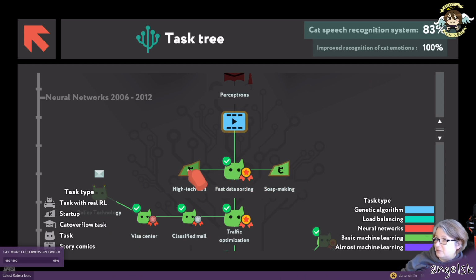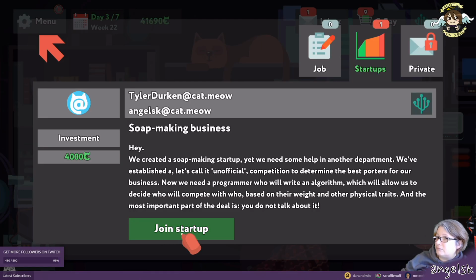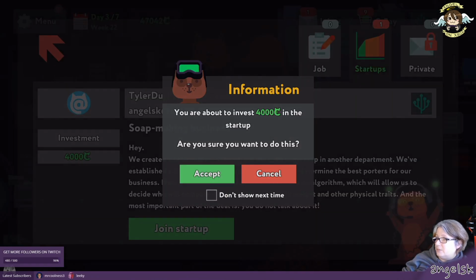Soap making. Soap making startup, helping on the official unofficial competition to determine the best porters. We need a program to decide who we compete with based on their weight and physical traits. Okay, this is just random, but sure.